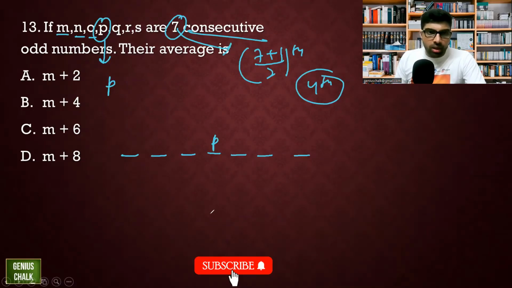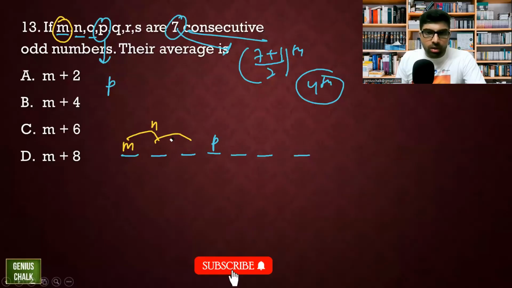Now the answer is in terms of M. So if the first number is M, can I write the next as M plus 1? Yes. Next I can write M plus 2 because here they are odd numbers. So can I write this? No, because these are consecutive numbers. They have a difference of 1.